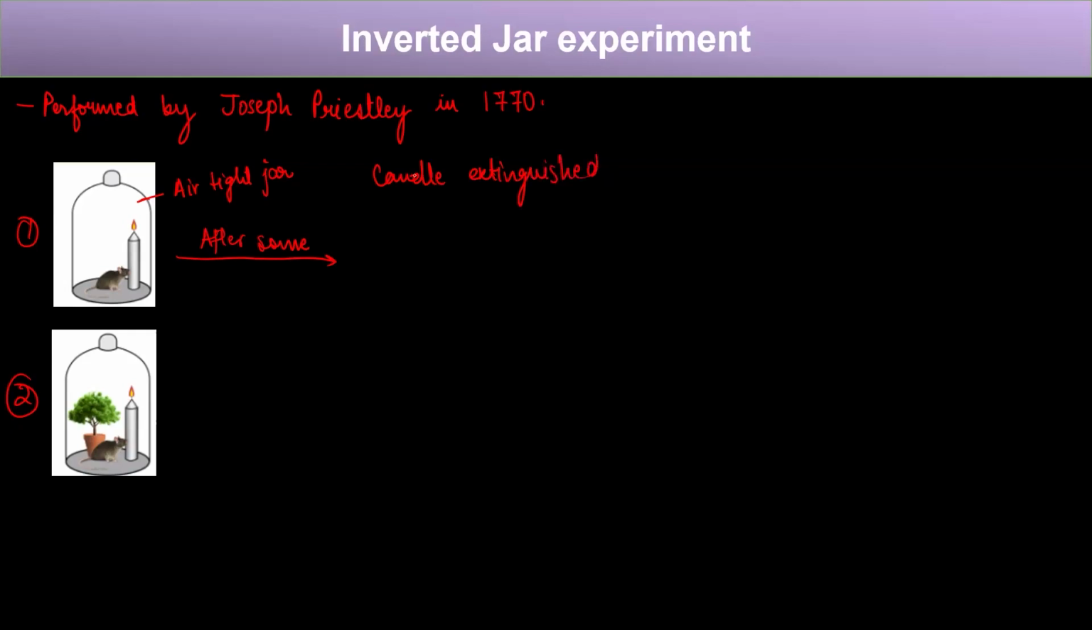After some time, the candle extinguished, and the mouse died. So this was his observation after keeping a burning candle and a mouse in an airtight jar for some time. Now, from this, what did he conclude?